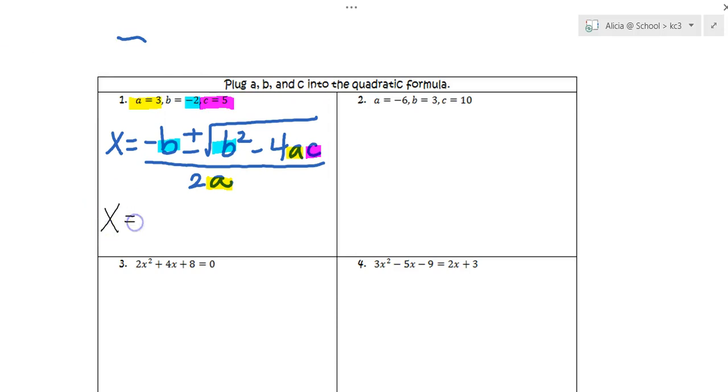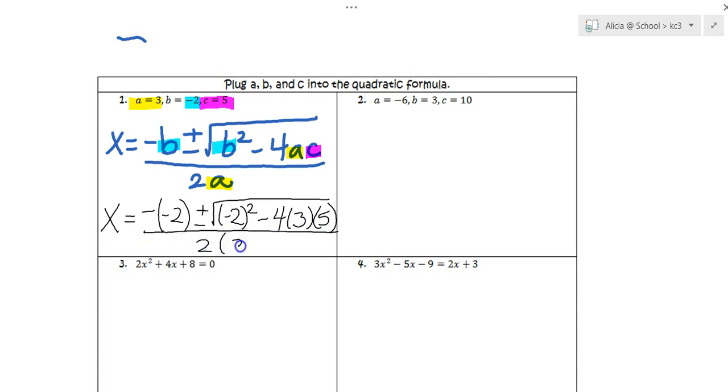x is going to equal, bring down that negative sign, and then we substitute b in. So I always use parentheses, plus or minus, draw my square root sign, put b in parentheses, don't forget to square it, minus 4. We're going to have double parentheses here for both a and c. So a was a 3, b was a 5. Everything is all over 2 times a.